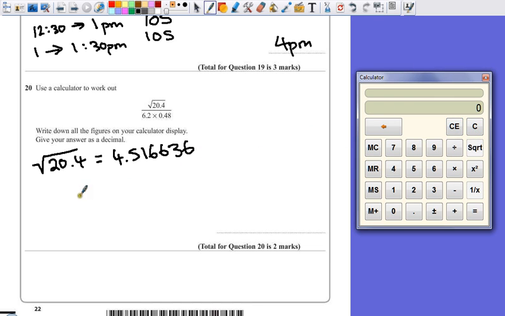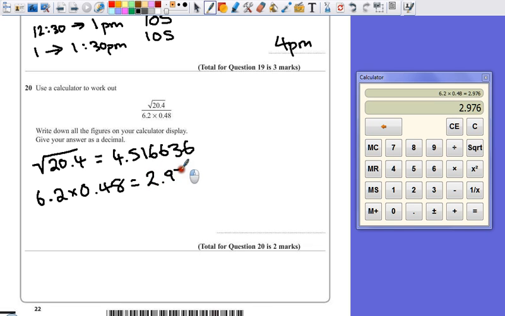I'm going to clear that, don't need it anymore. Now we're going to work out what the bottom bit is. So the 6.2 multiplied by 0.48 gives me an answer of 2.976.